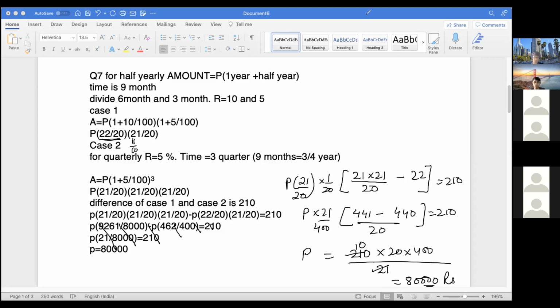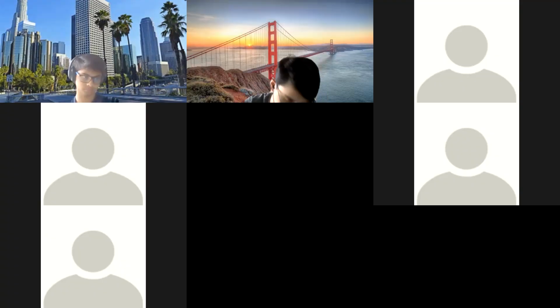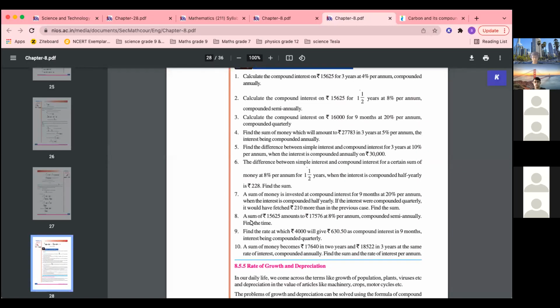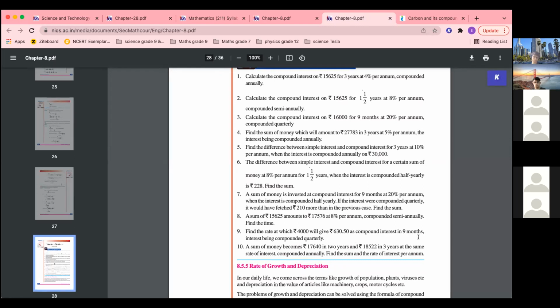Okay. So next question is, let us see the next question. Next question is 7 done, 8. A sum of this much, 8 also you have done, 8 done, na? Yes, ma'am. Okay, 9th will do, find the rate at which 4,000 will give 630.50 as compound interest in 9 months, interest being compounded quarterly. Let me see if my pen works, I will do it.